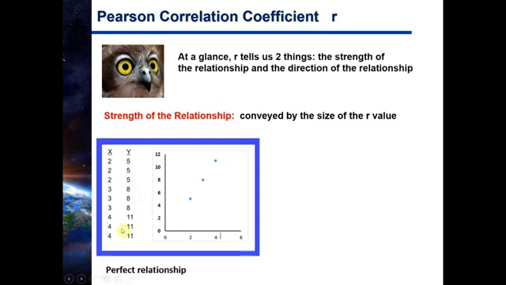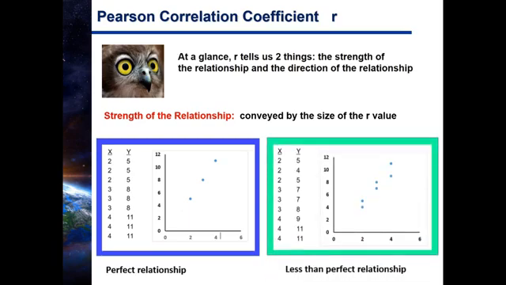Based on this data set, there is never a situation that deviates from 2 is 5, 3 is 8, and 4 is 11, right? So it's perfectly predictable, and you could draw a straight line, and all the dots in the scatter plot will fall on that straight line. That is a perfect relationship.